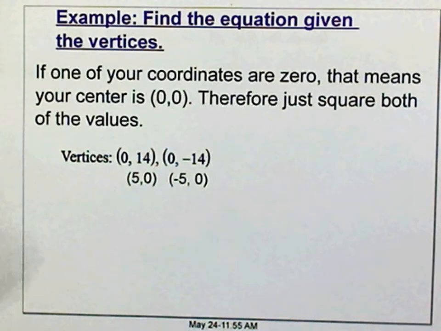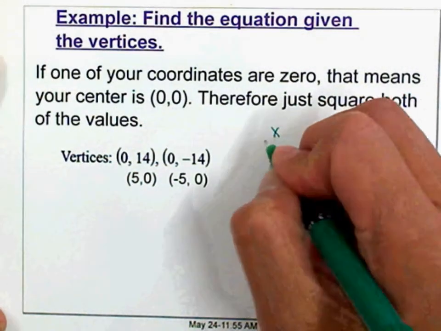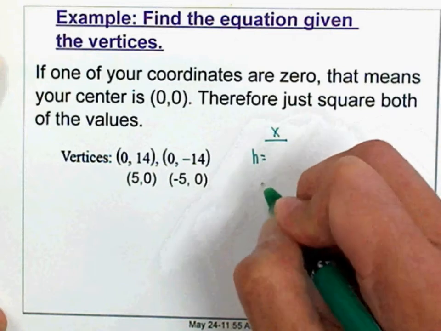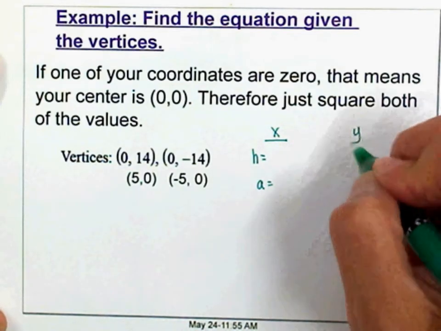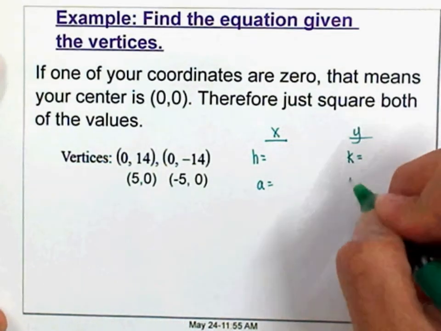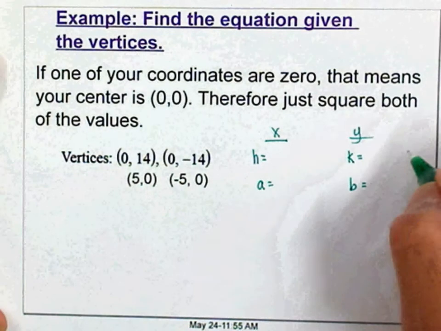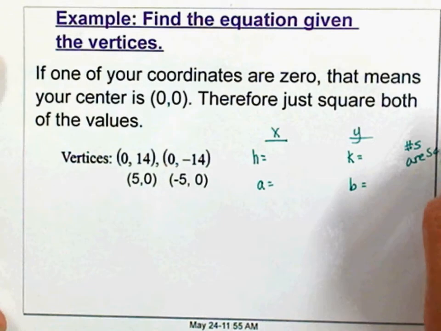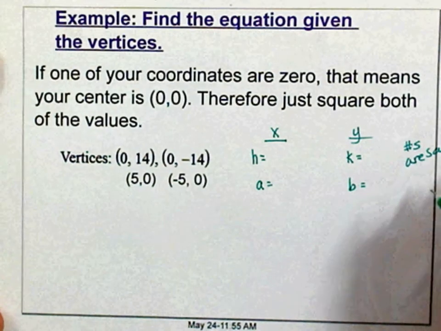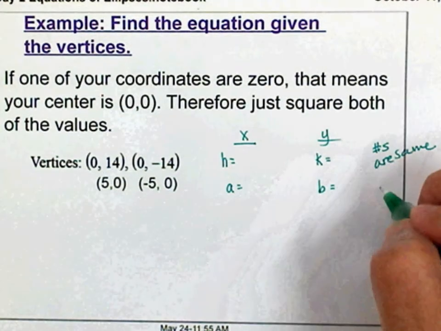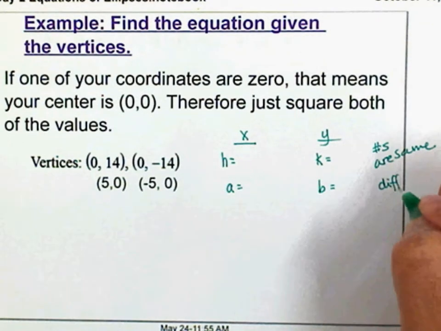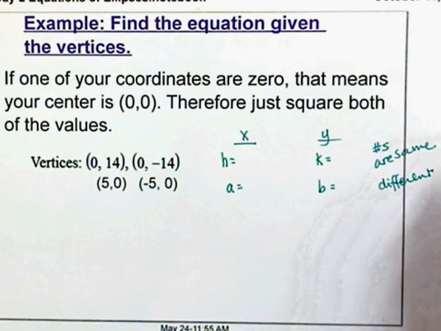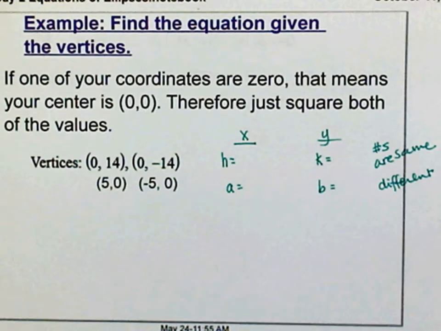Before you start, you might want to label x. What goes with x? H and A. Y. What goes with y? K and B. H and K are the numbers that are the same. Your A and your B are the numbers that are different. If you can keep that, this will be real easy for you. All right, so here we go.